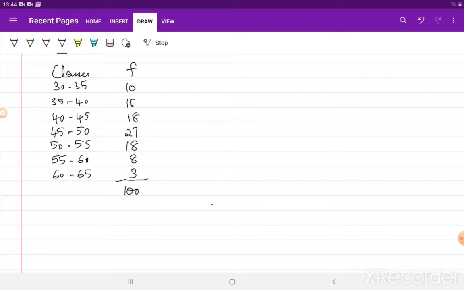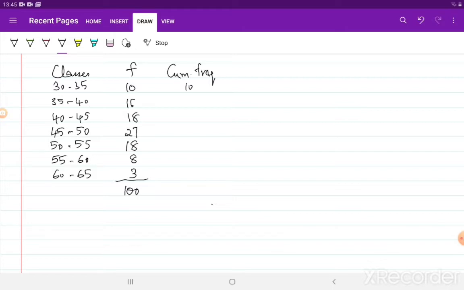Remember, when you have to find partition values such as median, quartiles, deciles, percentiles and so on, you will always need to calculate cumulative frequency. Also note that if you have inclusive class intervals, that is, suppose it was 30 to 34, 35 to 39, 40 to 44 and so on, make sure that you convert it into exclusive classes and then do the same process.